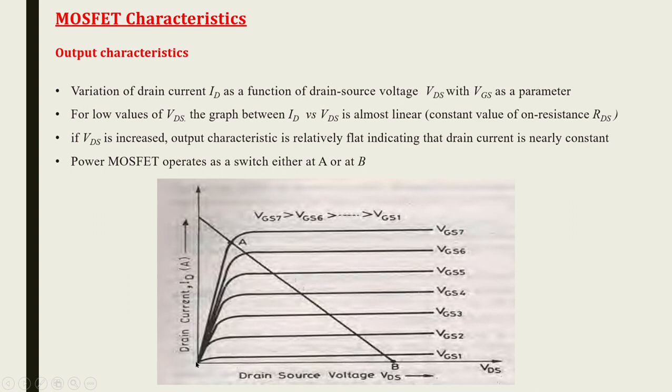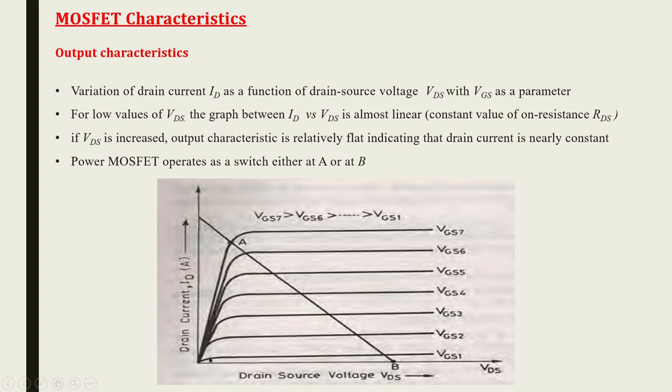Here you see, for low value of VDS, the graph between ID and VDS is almost linear. So at that time, constant on-state resistance will be there. If the VDS is increased, the output characteristics is relatively flat, indicating that the drain current is nearly constant.